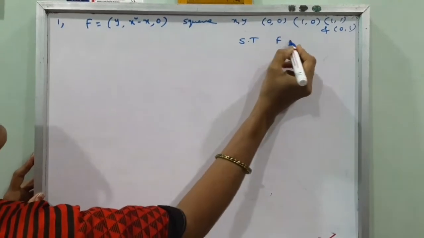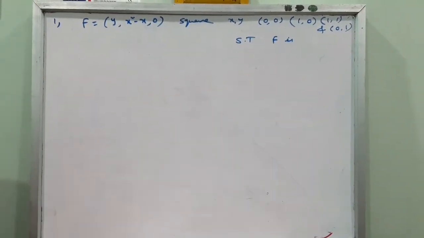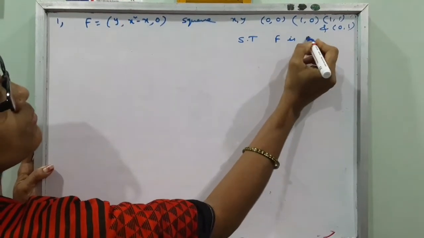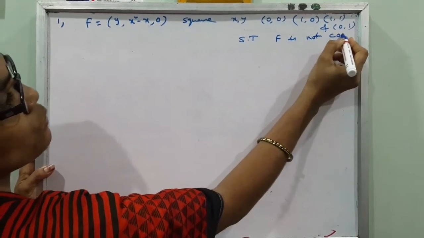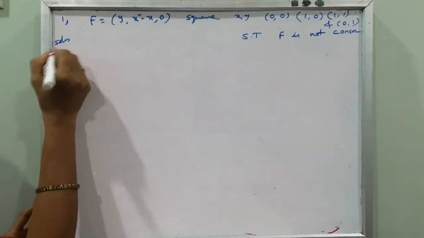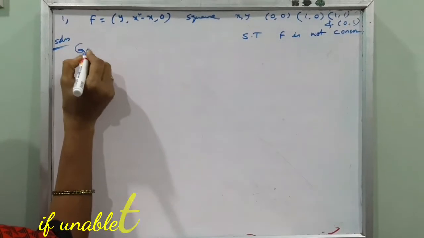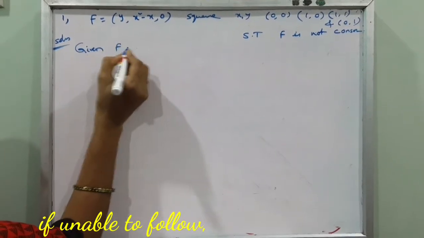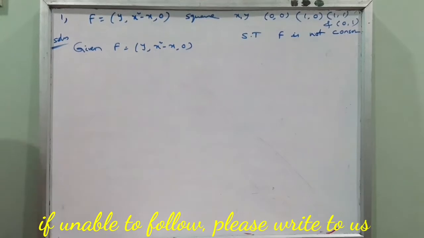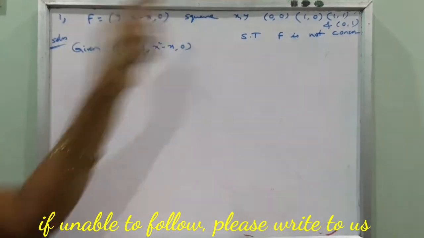Show that F cannot be a conservative vector field. So here the given vector field is F equal to (y, x² − x, 0).